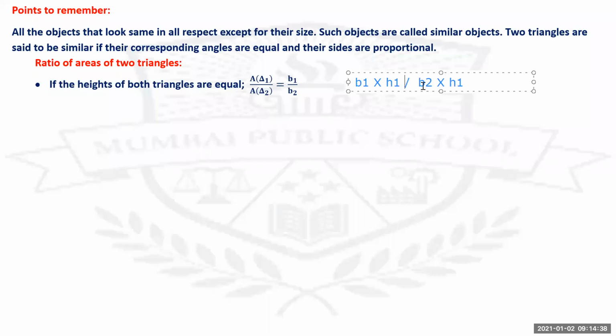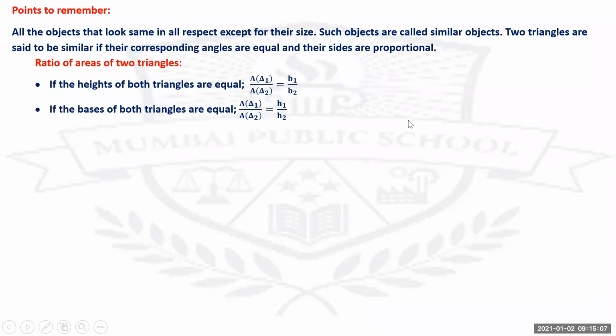Is this clear? Now what happens here is, again check, H1 and H1 is same. So we are going to reduce that. So what is left out? B1 upon B2. So if heights of both the triangles are equal, the ratio of the areas of the two triangles is given in respect to their bases. Is this clear?